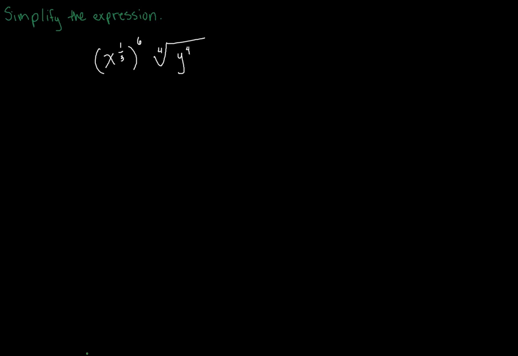So let's assume that you've been given an expression like this. You've got x to the 1/3 to the 6th times y to the 4th to the 4th root, and you want to know how to solve it. So the first thing we need to do is figure out how to simplify all of these expressions down to their lowest value, their easiest value to look at.